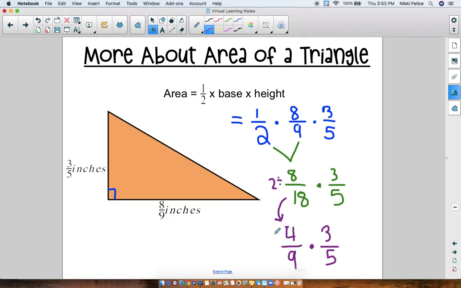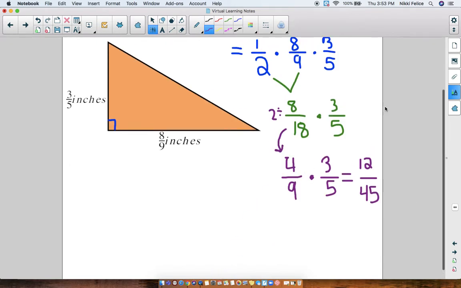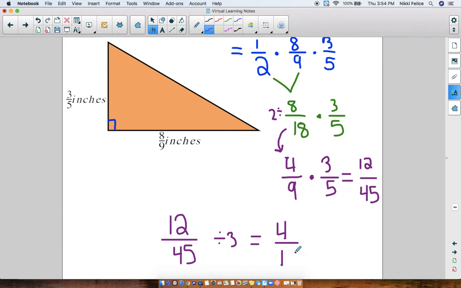So now I'm going to multiply the simplified version because that's going to be a lot easier. So 4 times 3 is 12. 9 times 5 is 45. So 12/45. And just make sure you can't simplify your answer. Can you simplify 12 over 45? Yes, you can. You can divide those both by 3. So if we divide by 3, we get 12 divided by 3 is 4, and 45 divided by 3 is 15. 4/15. Can you simplify that? No, you cannot. So your answer is 4/15 inches squared. That is the area of the triangle.